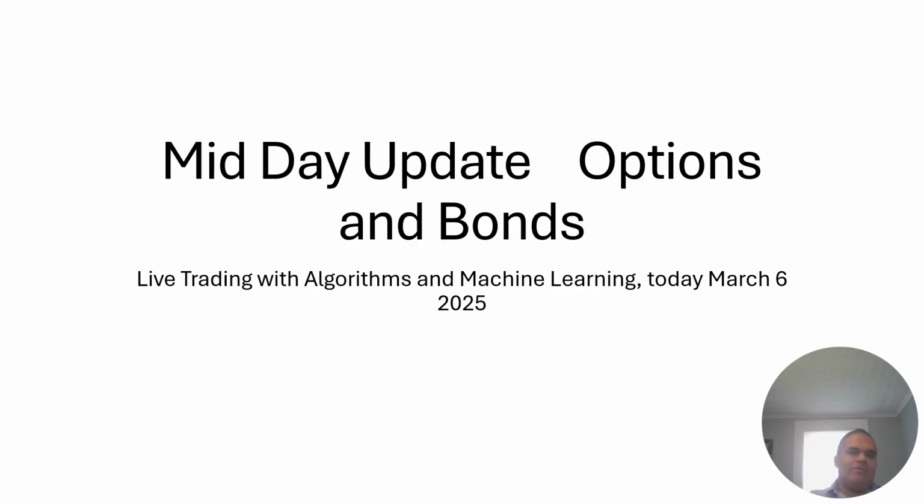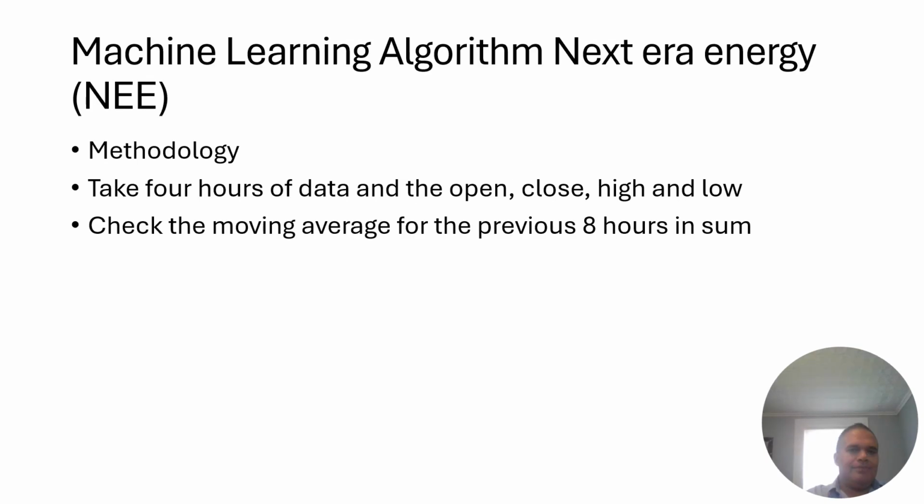Today is March 6th, 2025. My algorithm has triggered something called a buy signal with momentum. What we're going to go over in this presentation is the stock ticker and the momentum and how we're going to play it. We're going to manage our risk accordingly. So let's go to the charts. The ticker is Next Era Energy.